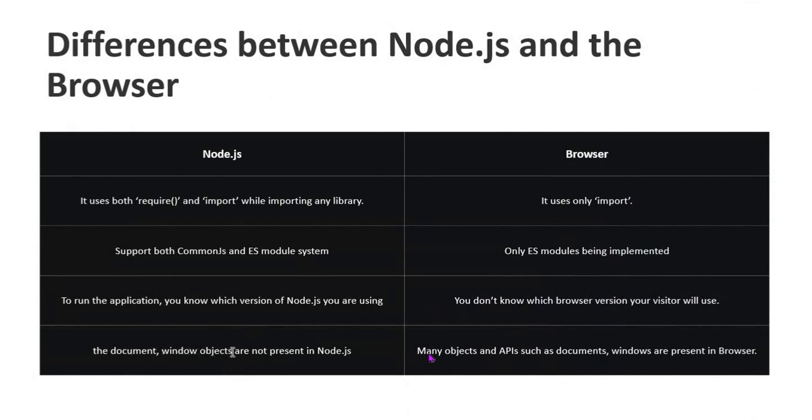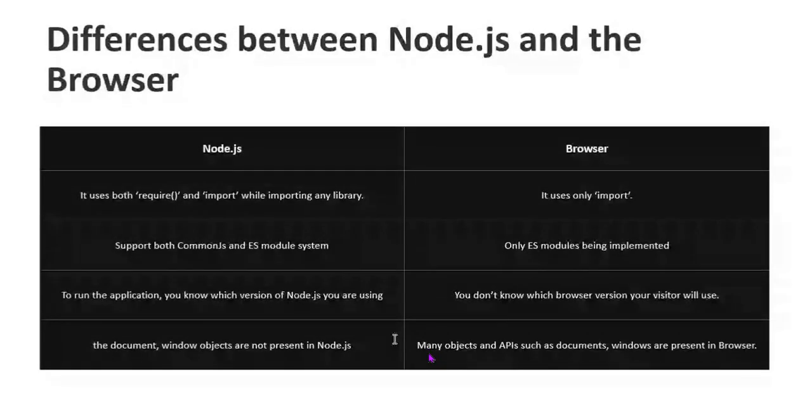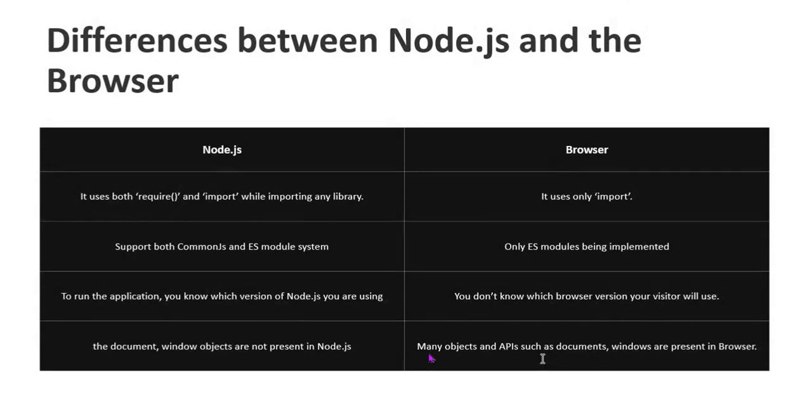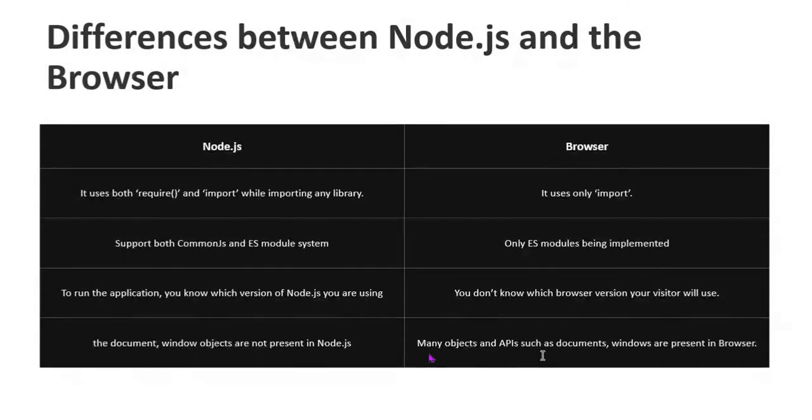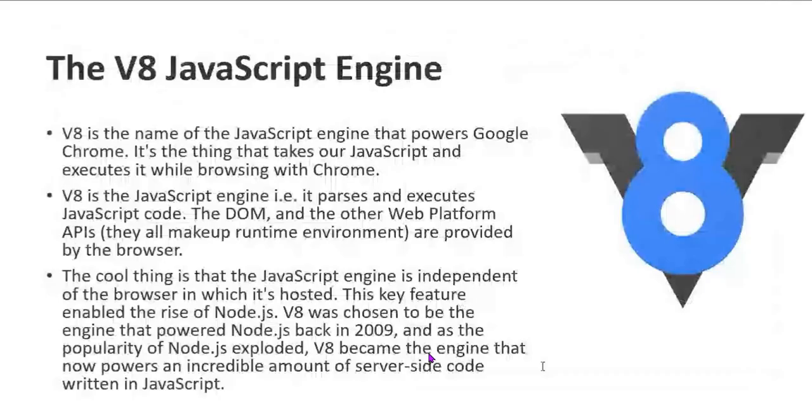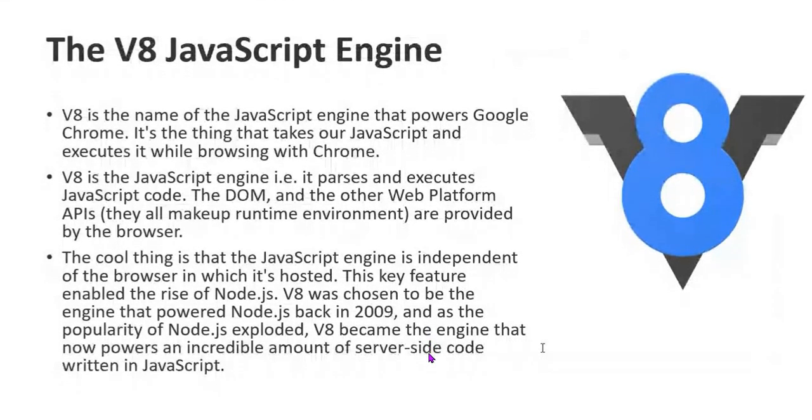The document and window objects are not present in Node.js. We have objects called document and window that are not available in Node.js. But in the browser we have the document and window objects and APIs. So we can use the document and window objects in the browser, but in Node.js we have to create the object to use it. That's all.